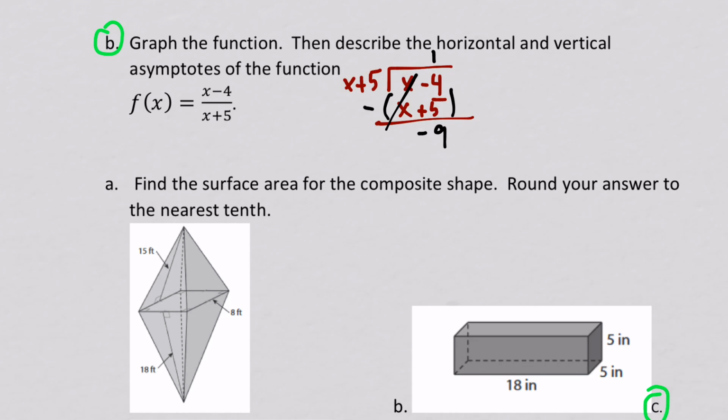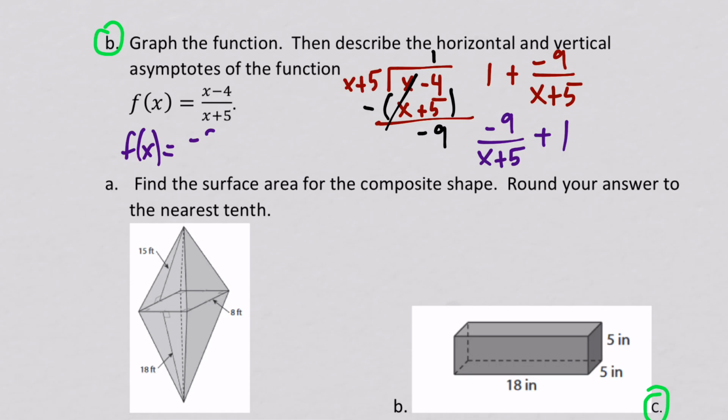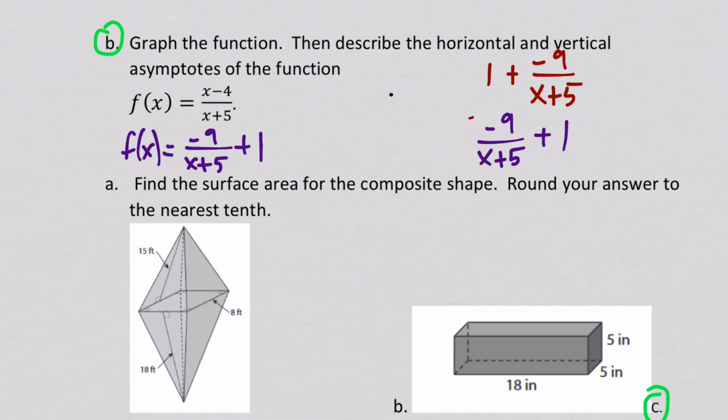1 plus -9 over x plus 5, right? You always put your remainder over your divisor there. I'm going to flip those around to put the 1 at the end and put the negative 9 over x plus 5 first. So it looks like this. Negative 9 over x plus 5 plus 1. And using that as my function, I can now tell what the transformations are. That's my function. So what you can do now is look at that. I'm erasing this to make space.